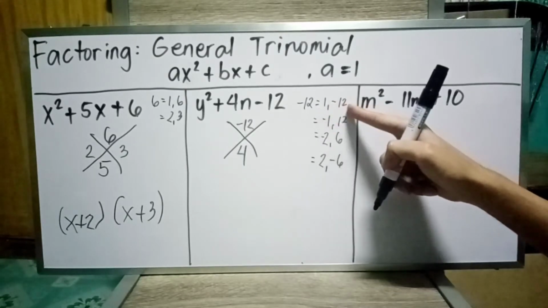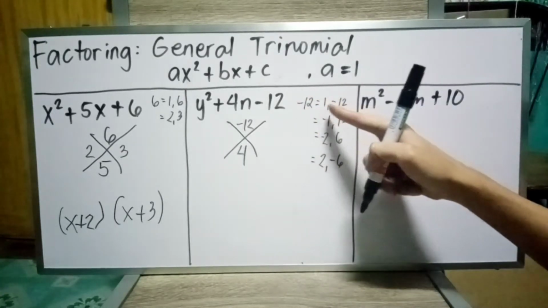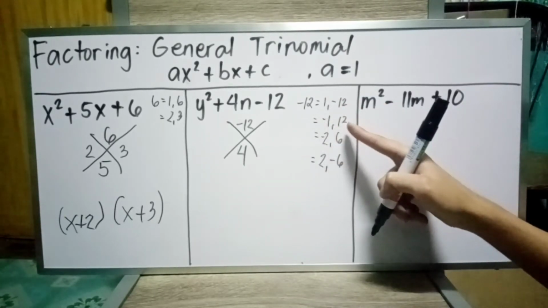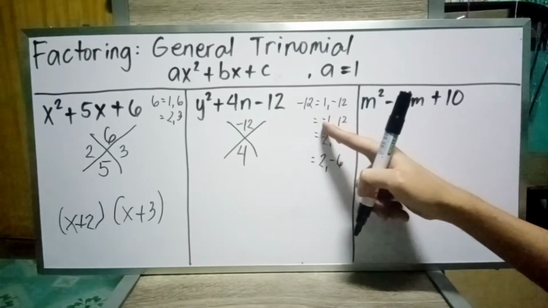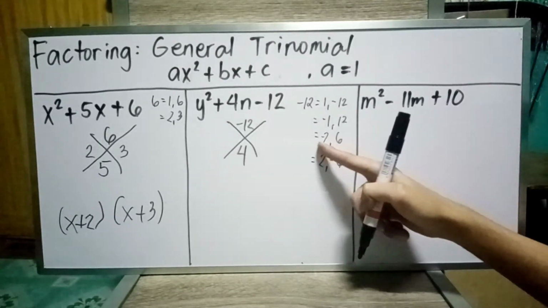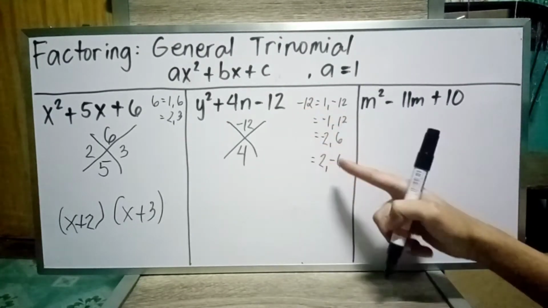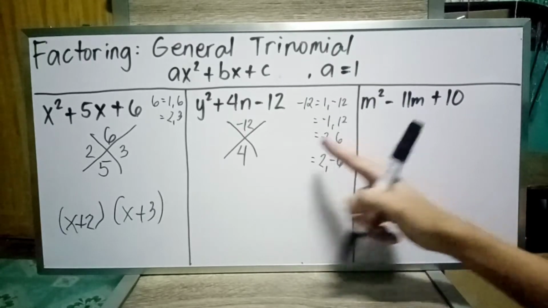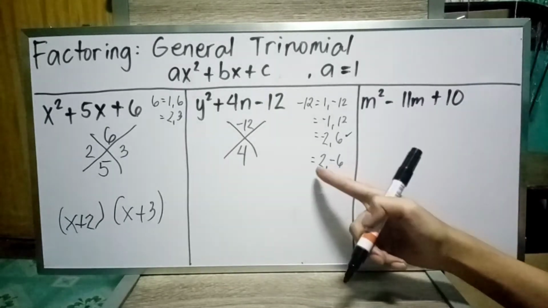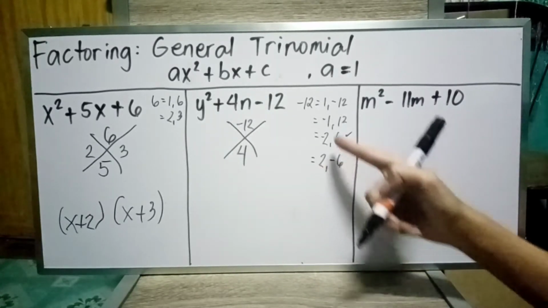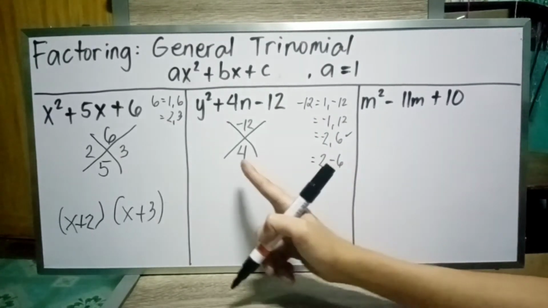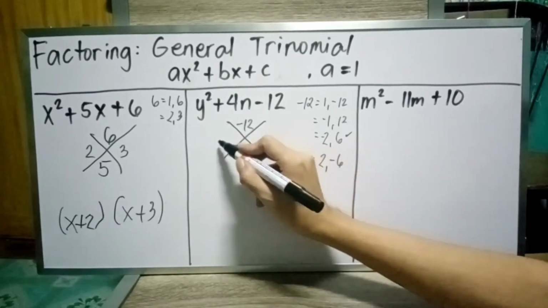So 1 times negative 12, that is negative 12. 1 plus negative 12, it's not 4. Negative 1 times positive 12, that is negative 12. Negative 1 plus 12, it's not 4. Negative 2 times 6, that is negative 12. Negative 2 plus 6, that is positive 4. So therefore, this is the answer. Because for 2 times negative 6, that is negative 12, but 2 plus negative 6 is negative 4, and we're looking for the positive 4.